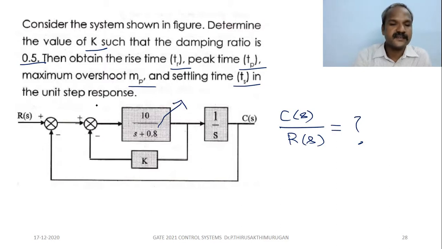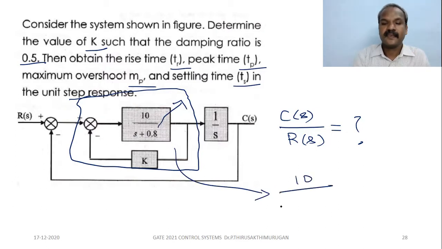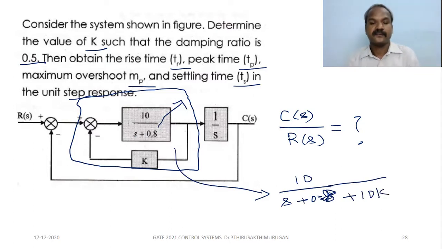Okay, so this block is reduced. This is a unity negative feedback loop. So this loop answer is 10 divided by S plus 0.8, S plus 0.8 plus 10K. So this is the inner loop.